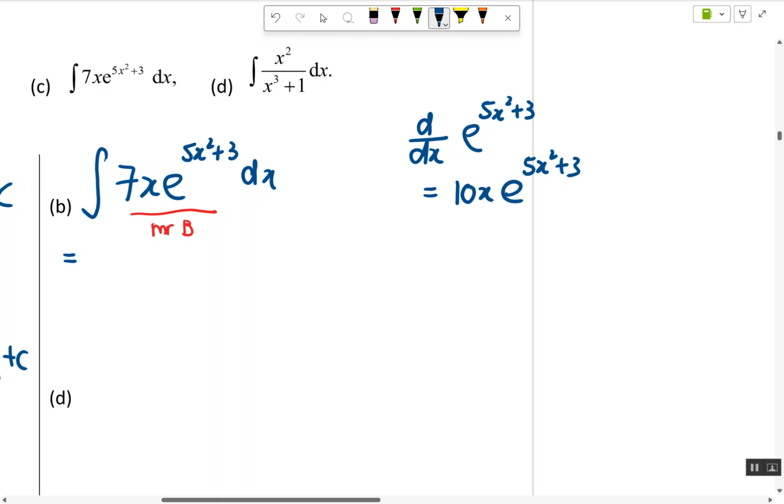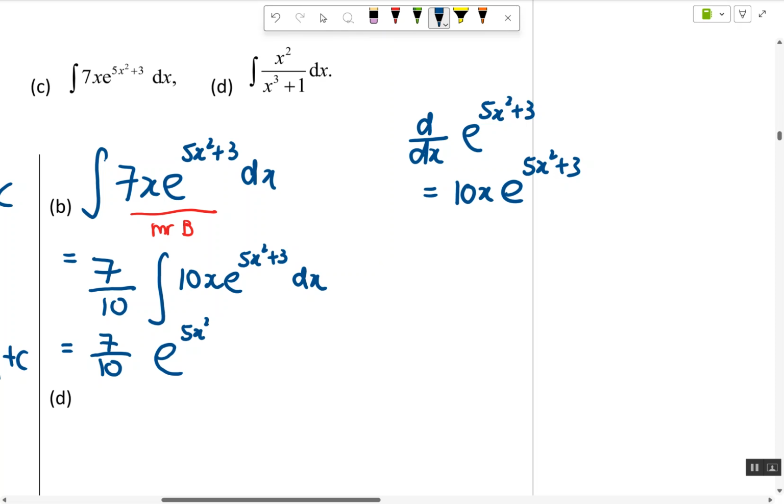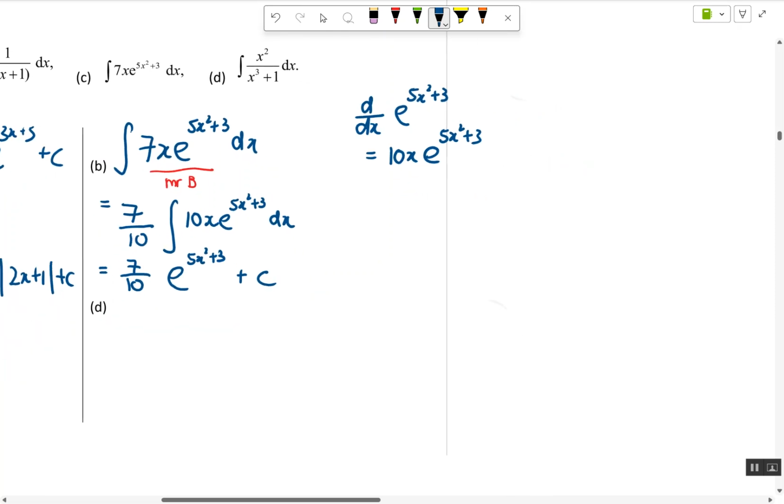Yeah, so if you can see this, you don't even need to memorize f prime x e to the power of fx, okay, as a formula. Now I know I need the 10x to accompany. I take out the 7, I integrate, I need a 10 over here, so I need to divide by 7 over here. Okay, so what is the integral of this? Differentiate Mr. A, I get Mr. B. Integrate Mr. B, I'm just going to get Mr. A, e to the power of 5x squared plus 3 plus c. Okay, so you don't have to really kind of memorize.